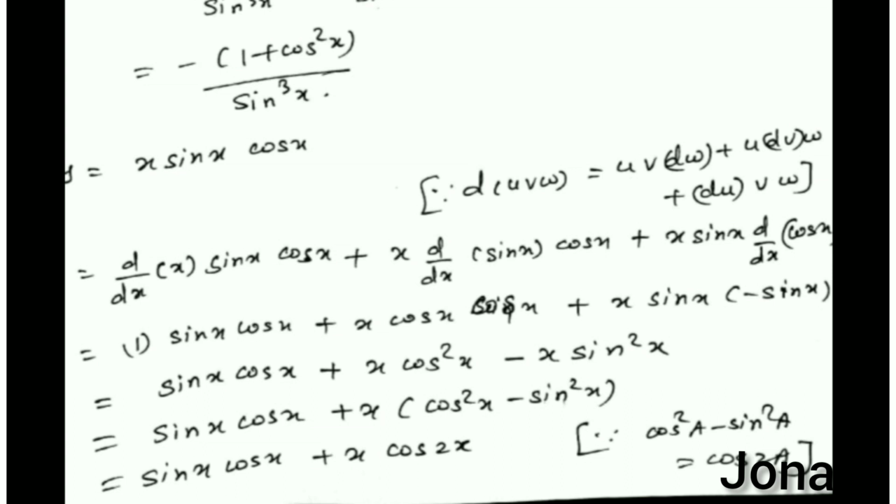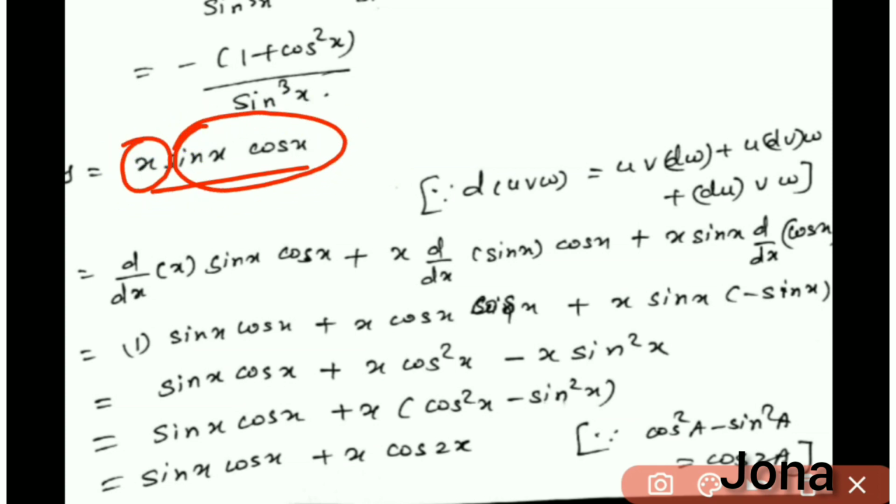15th sum, y equal to x sin x cos x. Here we have three things there. So one by one we have to differentiate there. So first thing we have to differentiate the first one. Keep the other two things as it is. So d by dx of x into, keep the remaining term sin x into cos x as it is there.